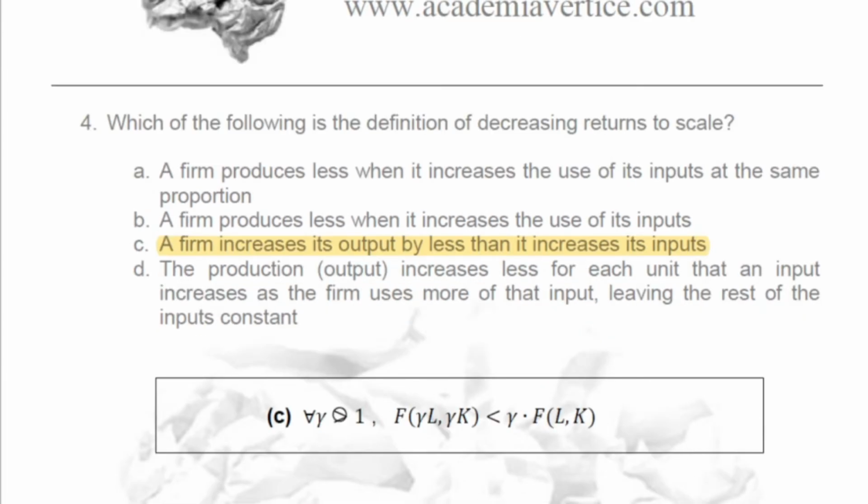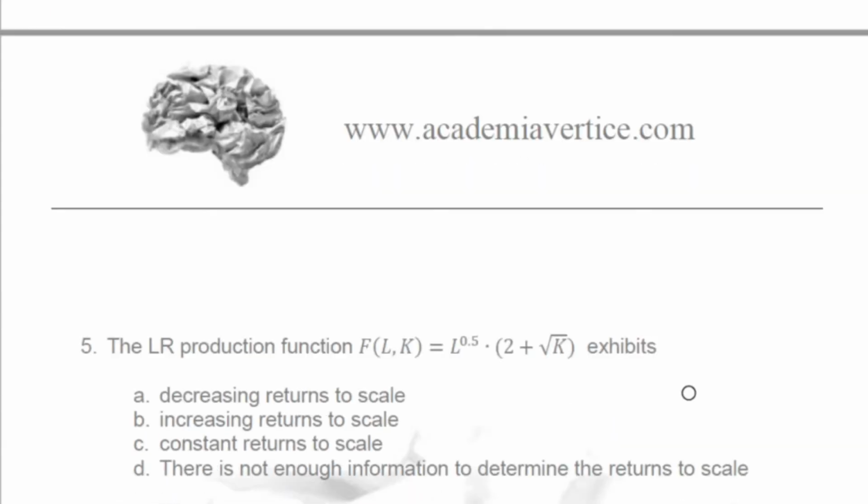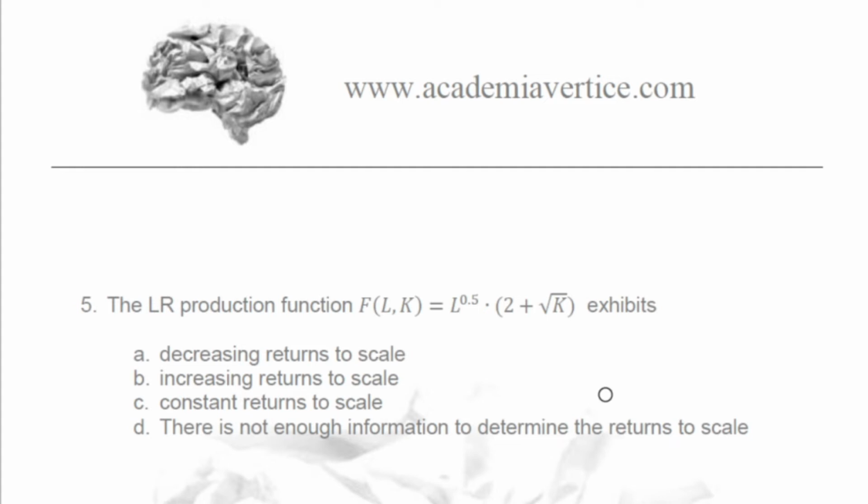Here you have the definition mathematically. For every gamma greater than 1, the output, the production, when I increase L and K at that rate is less than the old production with that increase. Well, number 5, the long run production function L elevated to 0.5 times 2 plus the square root of K exhibits... Well, this is the case I was telling you 1 minute ago.